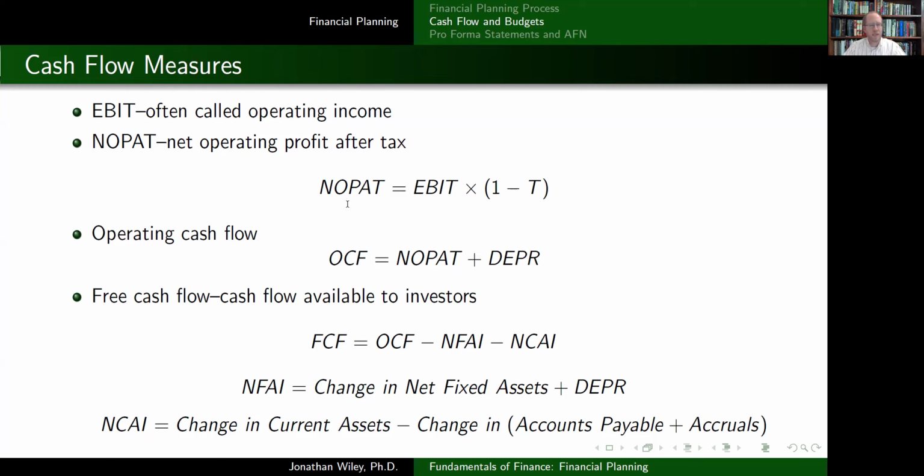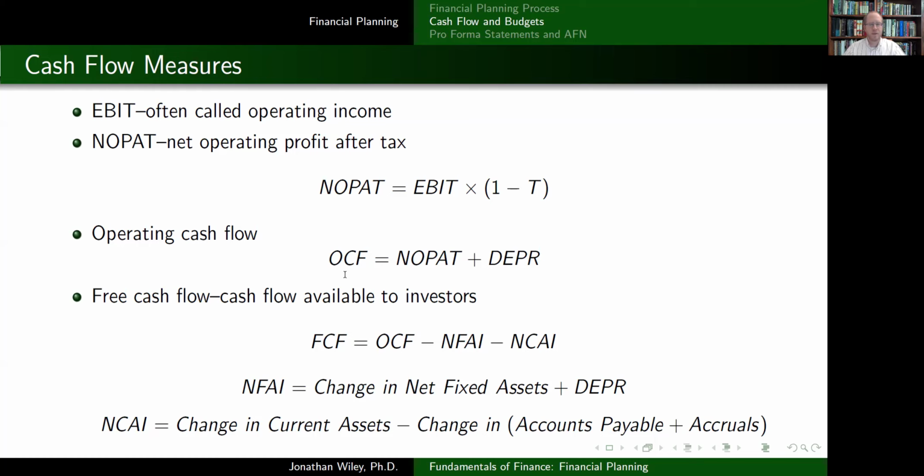But then once I have my NOPAT, to get to my operating cash flow, we're going to add back depreciation. And so the reason we're adding back depreciation is because depreciation was an expense that I was showing up here before I got to the EBIT, because that was part of those operating expenses, but it was non-cash. So I'm adding it back to reflect the fact that I didn't actually spend any cash on it. And so I take my NOPAT plus the depreciation, that gets me to my operating cash flow.